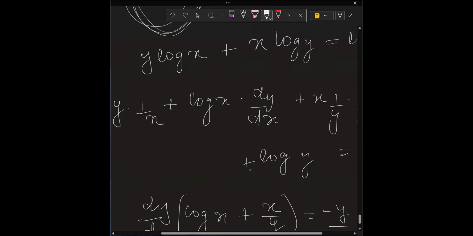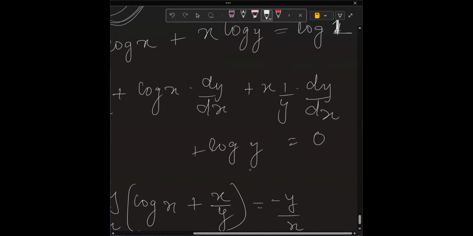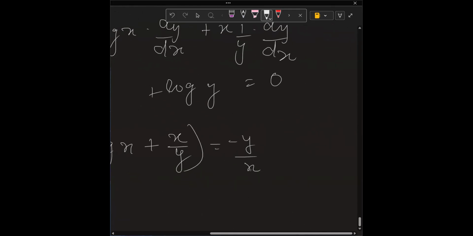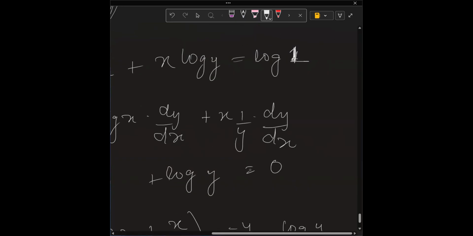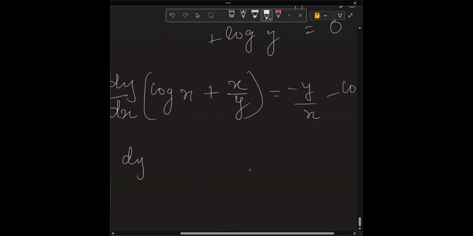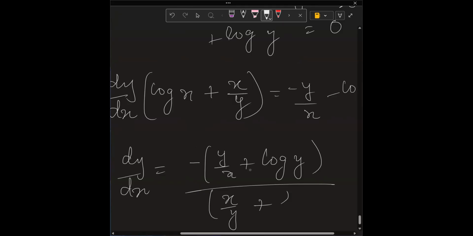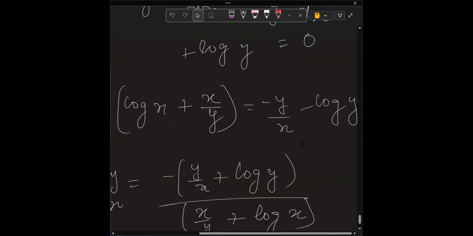Actually, sir, where is y upon x? I think this is, yeah, this is y upon x, right? Minus, and log x minus log y, and then log y it will be, sir. And then it will be dy by dx minus bracket is equal to minus bracket y by x plus log y upon x by y plus log x. The same thing.